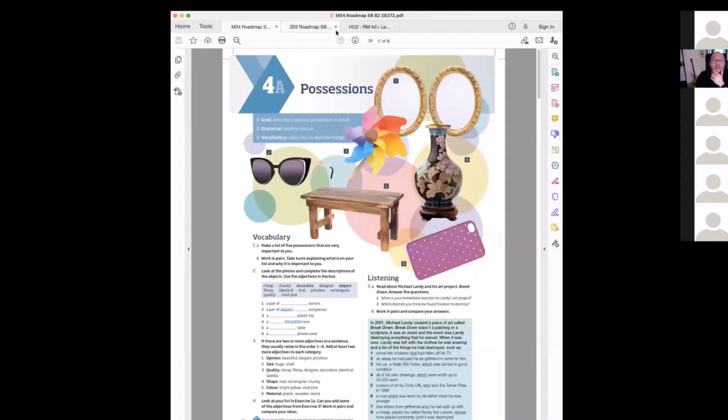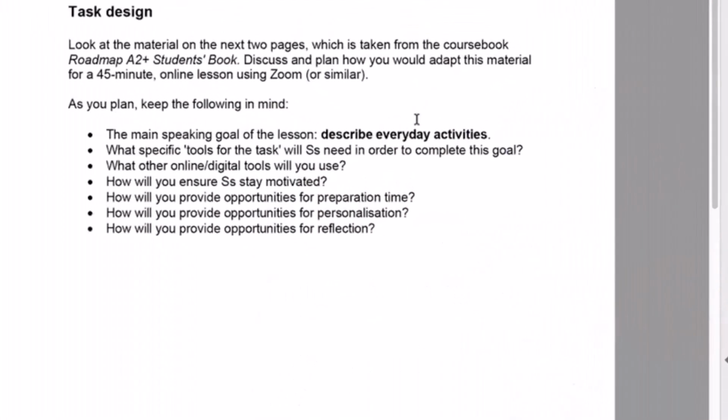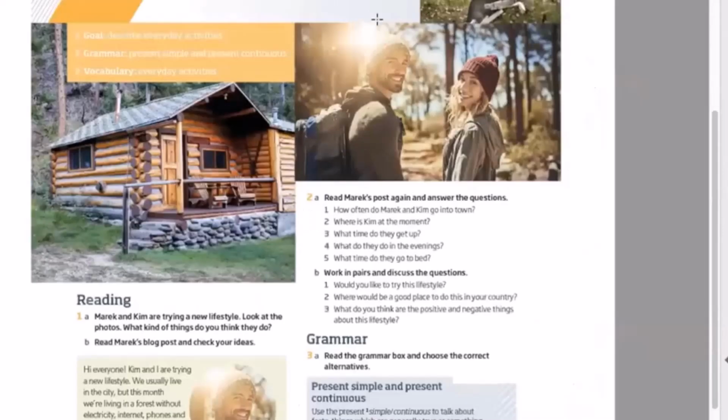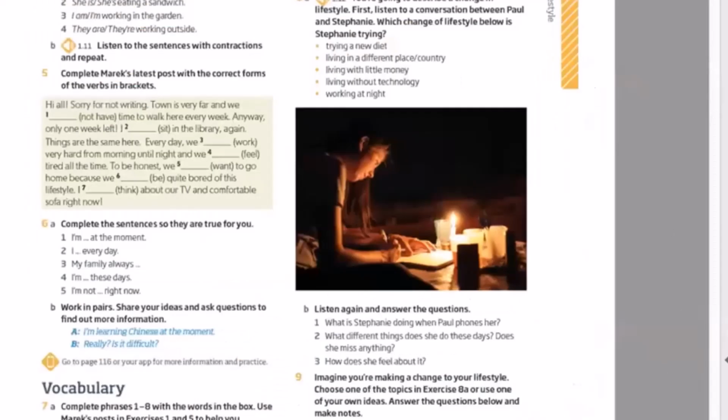Okay, so I've got a bit of a task for you. This is the task I've got for you. Okay, so I'm giving you some material. This is from Roadmap A2 level. And so our starting point, the main goal is describe everyday activities. And for the final task, they need to imagine they're making a change to their lifestyle. Choose one of the topics in exercise A, one of these, and use one of your own ideas. Answer the questions below and make notes. What change are you making? How is it different to your usual lifestyle?